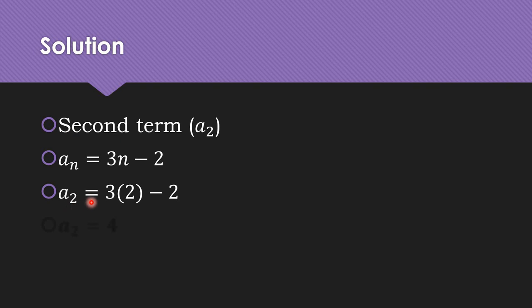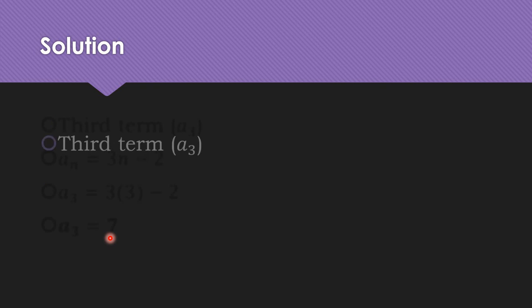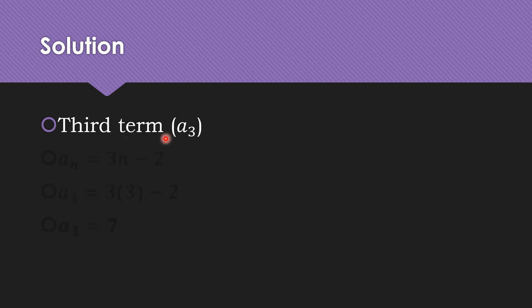a sub 2 is equal to 3 times the quantity 2 minus 2. So, 3 times 2, that is 6, minus 2. Therefore, the answer is 4. So, our second term now is 4. Okay? Next, we are at the third term. We denote it as a sub 3. Again, the rule is a sub n is equal to 3n minus 2.